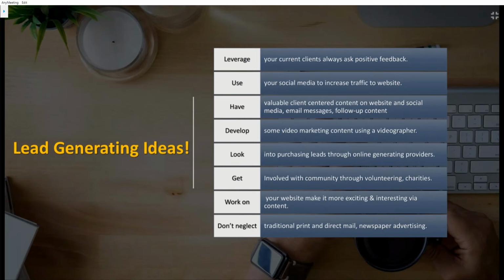Have your valuable client-centered content. Again, it's so important that you understand lead generation is one thing, but in order to have lead conversion, that's why I believe it needs to be in the same webinar, because it really is two things that we're doing. It's one thing to just generate. We've got to nurture those leads. And that comes with great content on a website, great content in your email messages, great content through social media.